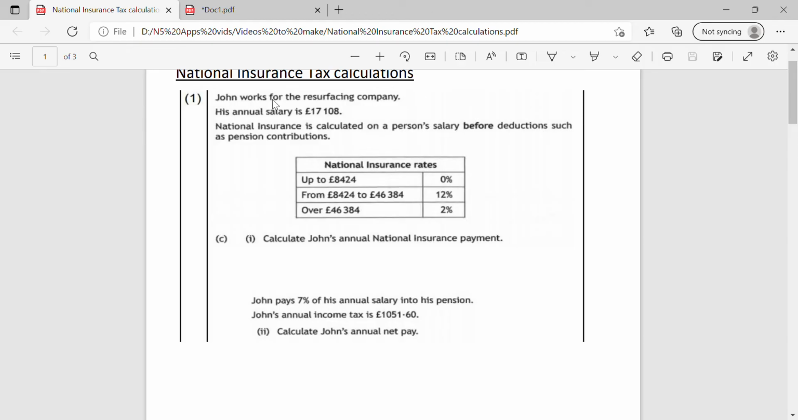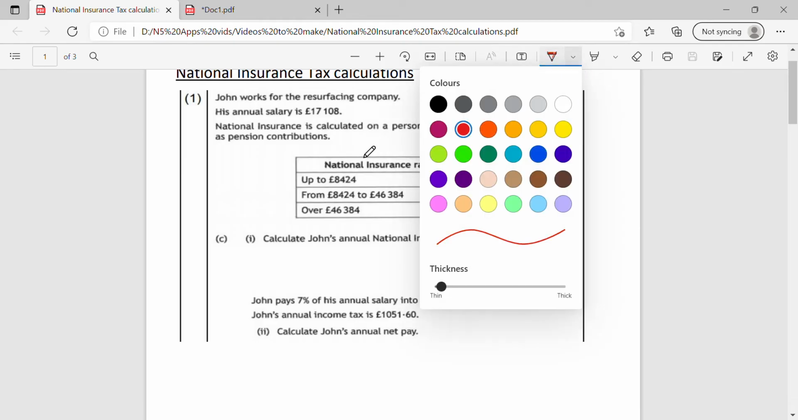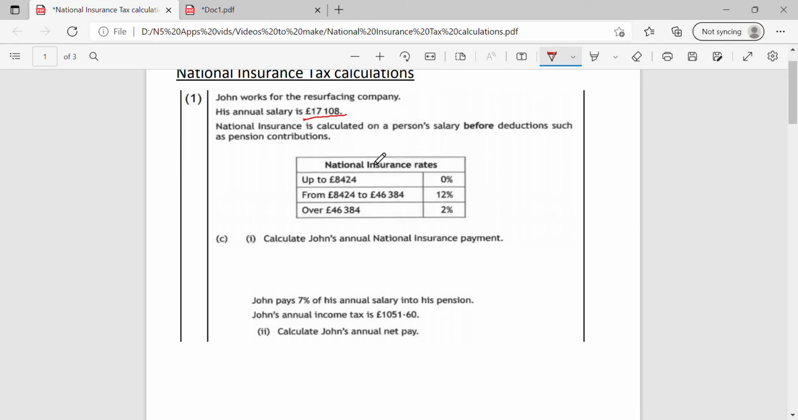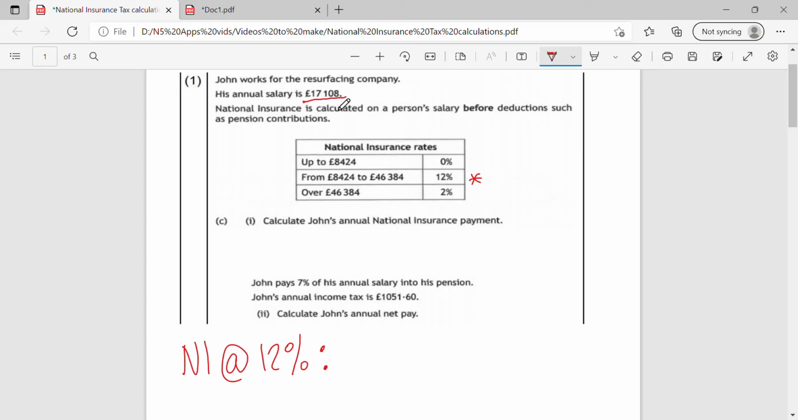So it says that his annual salary is £17,108. So he clearly belongs in this band here. So he earns £17,108. So how much money is there going to be in that band at 12%? So we're looking at how much national insurance is going to be paid at 12%. The first thing we need to actually consider then is how much money is being taxed at 12%. So if he earns £17,108, he belongs in the middle band, and anything above £8,424 is taxed at 12%.